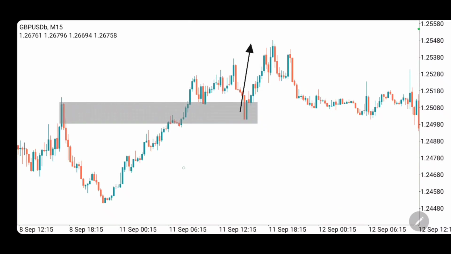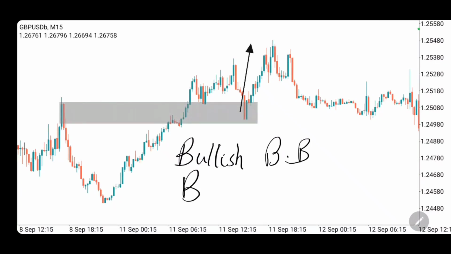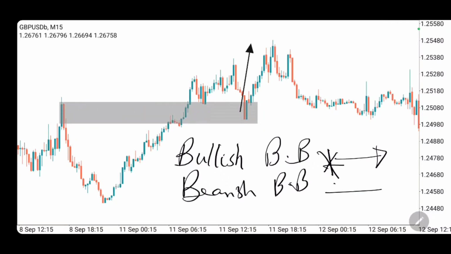The tip is that every strategy has a bullish breaker block and a bearish breaker block. Always ensure that you are trading the bullish breaker block in a bullish order flow or a bullish market structure. For a bearish breaker block, always ensure that you are trading it in a bearish order flow or bearish market structure.